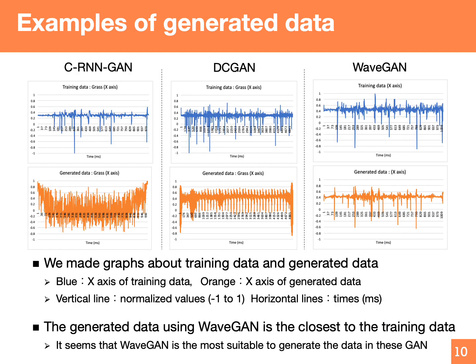We made graphs about training data and generated data. Blue graph shows the x-axis of training data. Orange graph shows the x-axis of generated data. Vertical line shows normalized values. Horizontal line shows time. In this result, the generated data using waveGAN is the closest to the training data. It seems that waveGAN is the most suitable to generate the data among these GANs.